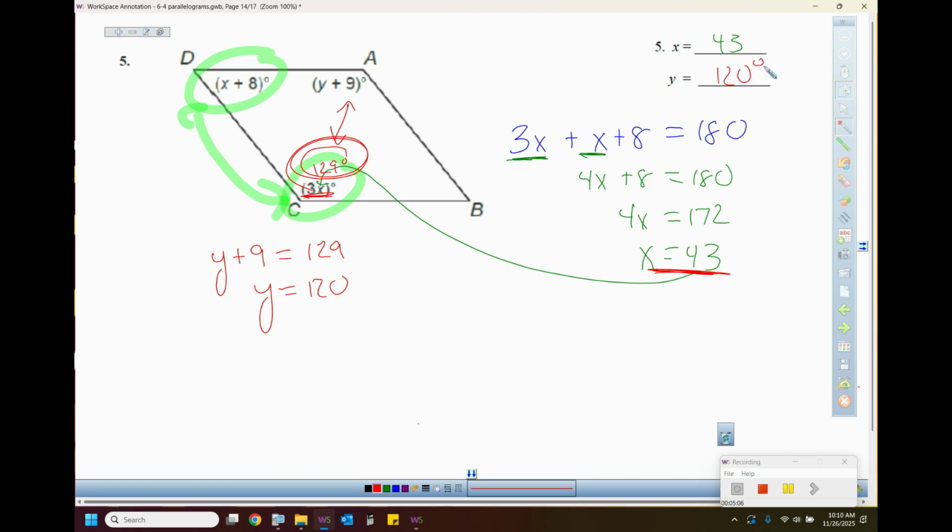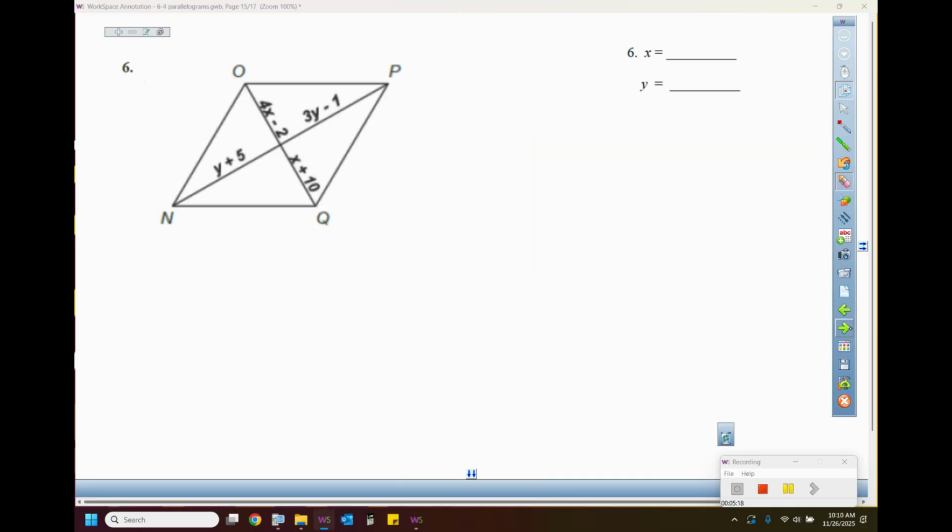So that was a weird one. They're not degrees either. We're just solving for x and y, so I shouldn't have put that degree sign on there. But that was a weird one. Play with the two that have the same letters first, right?